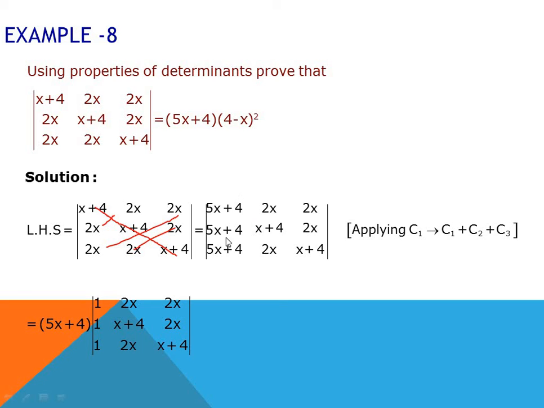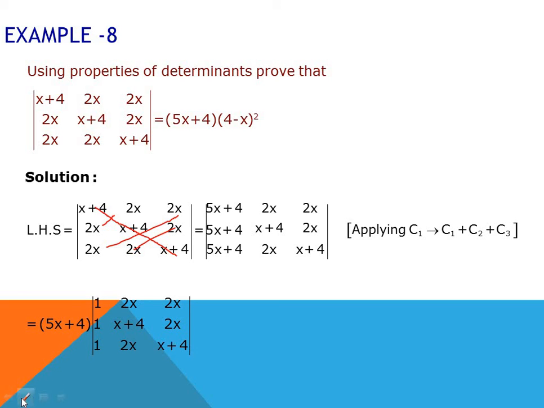Once you follow the operation, you will get the first column as 5x plus 4, 5x plus 4 and 5x plus 4. So this 5x plus 4 will be taken out of the determinant, and finally the determinant is reduced to the first column as all elements 1, the second column as 2x, x plus 4 and 2x, and the third column as 2x, 2x and x plus 4.